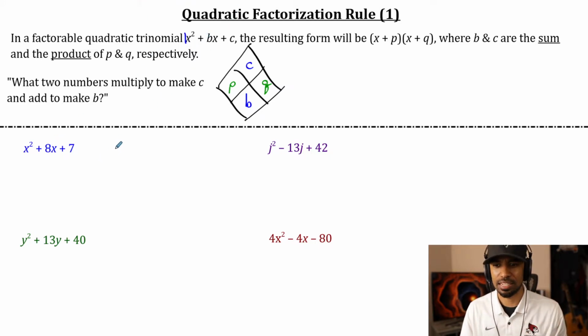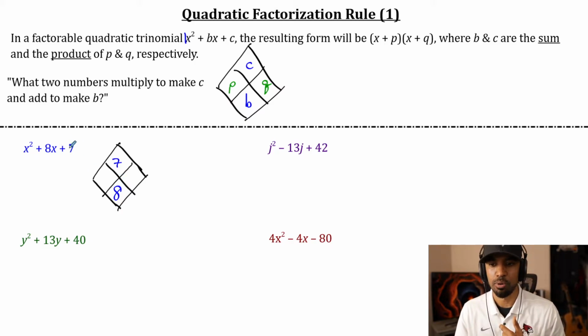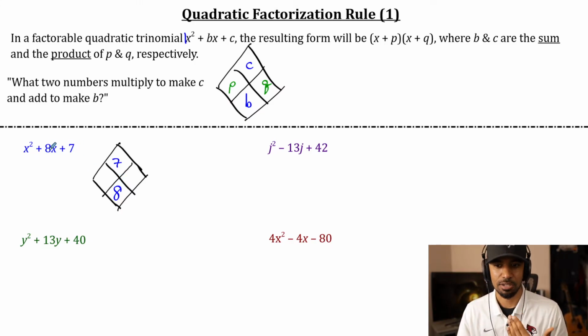So if I drew out that diamond, again, I'm not a huge fan of this. I don't want you to live and die off the diamond. It's the question that matters, and if drawing the diamond helps you answer that question, that's fine. So my c is 7 and my b is 8. We're asking ourselves, what two numbers multiply to make 7 and add to make 8?